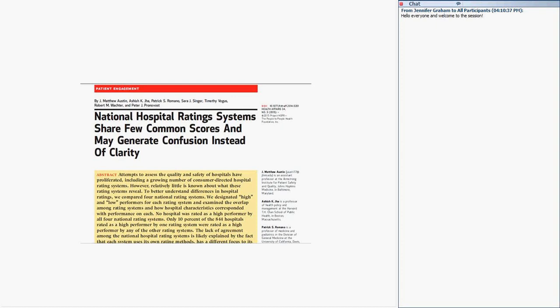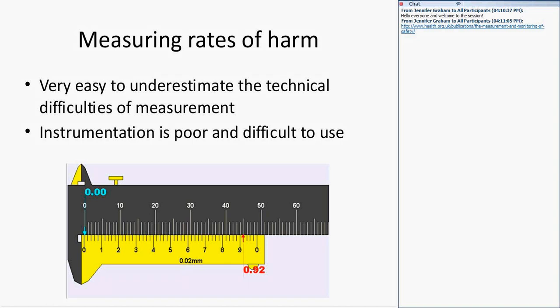In the states, there are various attempts to rank hospitals. And these are publicly available on websites and so on, and a recent analysis has shown that in fact those hospital rating systems share very few common scores, and that organisations that score well on one of these schemes often do poorly on another. So the authors of this report concluded that those ranking systems actually generate confusion rather than clarity, and that's because of the problems associated with getting measures.